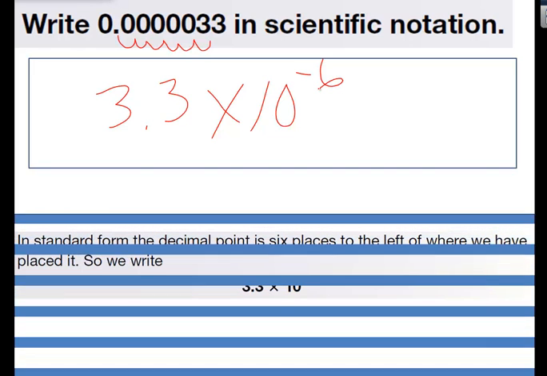Okay, so let's write this one. Take it from 0.000033 and put it in scientific notation. The way we're going to do this is we're going to need to be moving it to the right. So we go 1, 2, 3, 4, 5, 6. So we know we moved it 6. So we've got 3.3 times 10 to the negative 6.